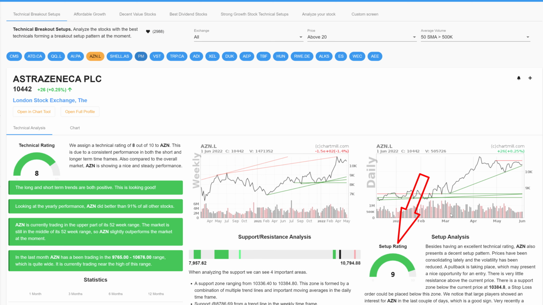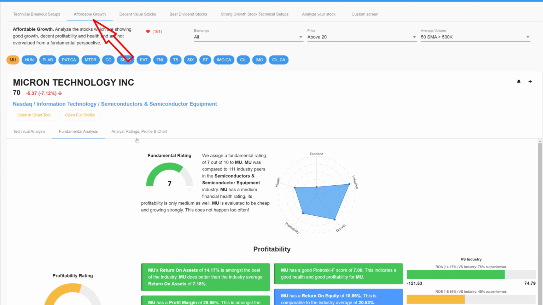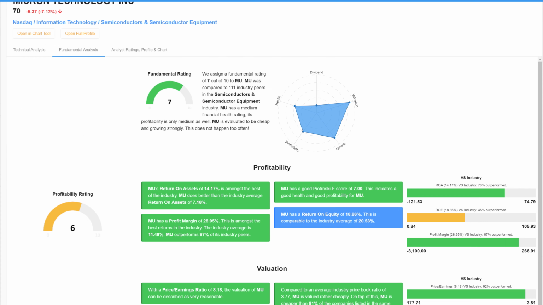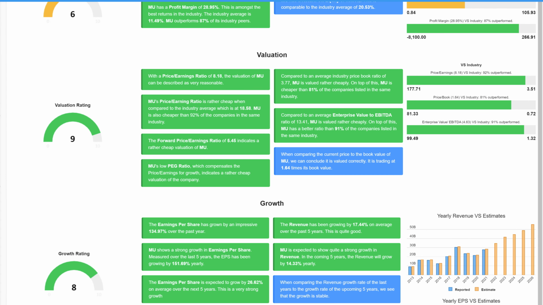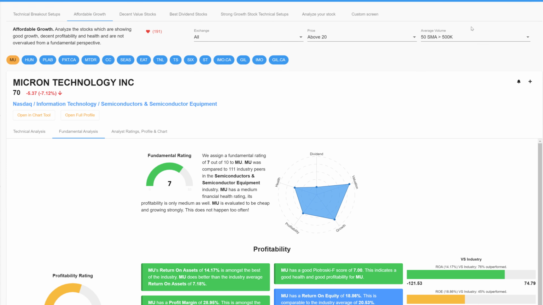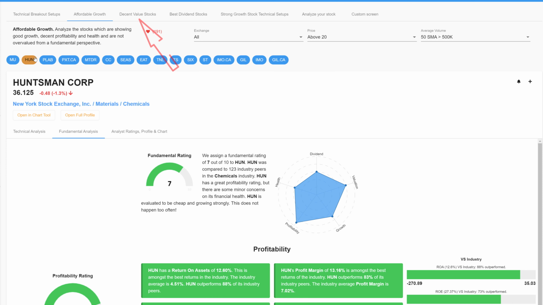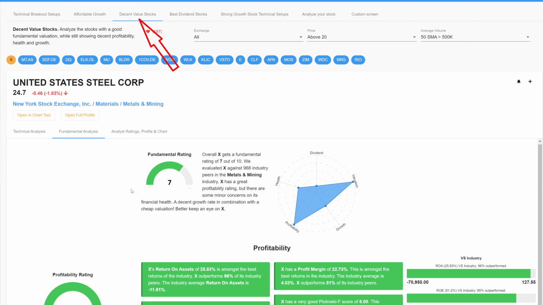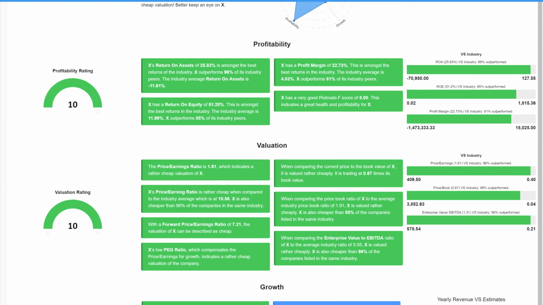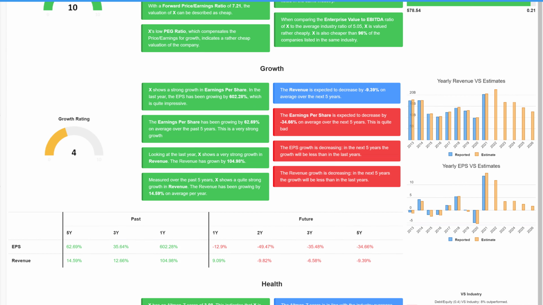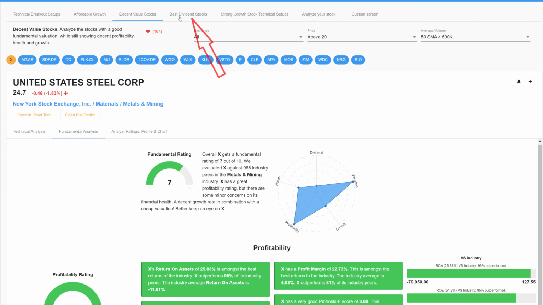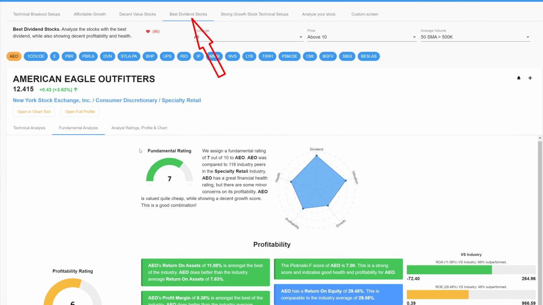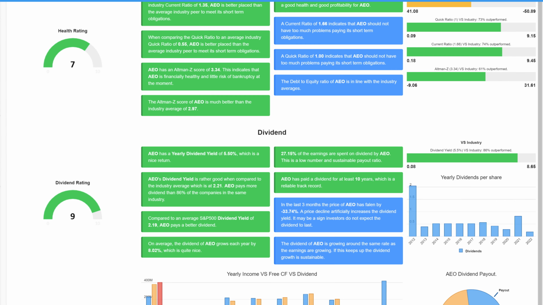Next is the affordable growth stocks filter. This filter is aimed at finding financially sound companies which show good growth and decent profitability and which are not overvalued from a fundamental point of view. Decent value stocks looks specifically for value stocks with decent profitability and growth, and of course these companies must also be financially sound. Best dividend stocks analyzes the stocks with the best dividend while also showing decent profitability and financial health.